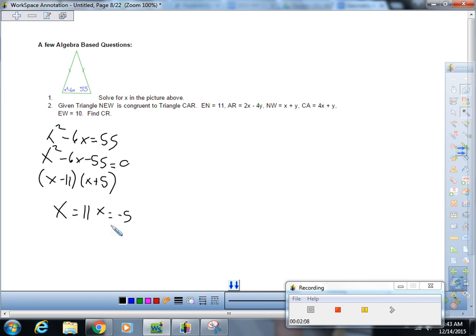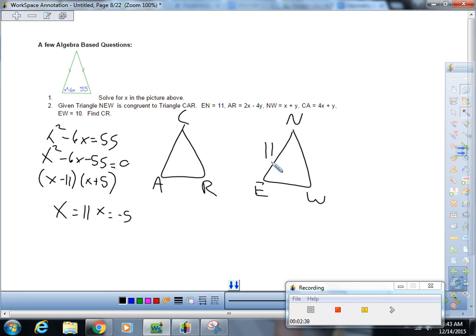Then given triangle NEW is congruent to triangle CAR. So let me draw some pictures. Scroll down and need more room. Okay. So EN is equal to 11, AR is 2x minus 4y, and EW is x plus y, CA is 4x plus y, and EW is equal to 10. We need to solve for CR.